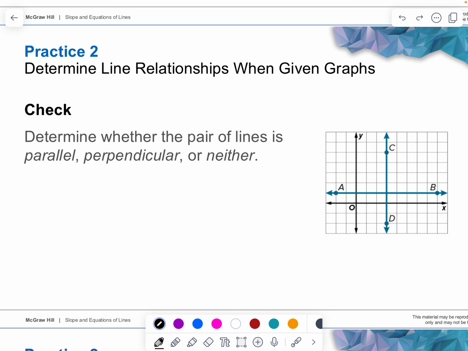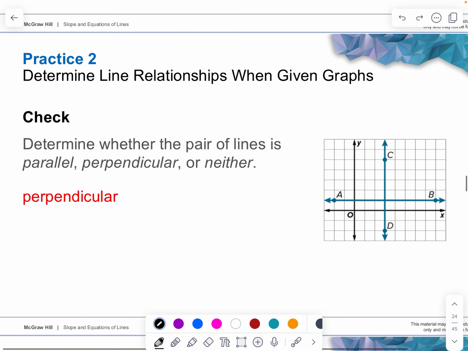You go ahead and try this one. Determine if these are parallel, perpendicular, or neither. Pause me. Okay. Did you get that they were perpendicular? That all vertical and horizontal lines are always perpendicular?